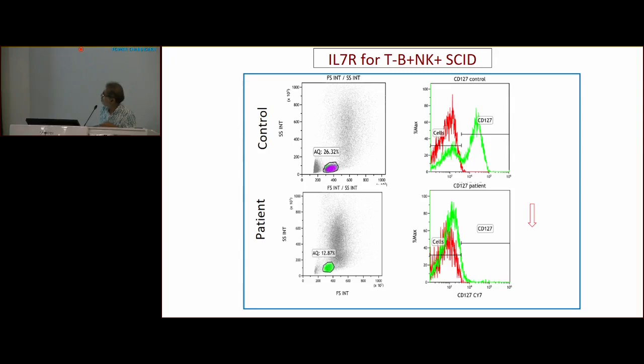So again, you look for CD127. What is CD127? It's the IL-7 receptor. As you can see, in the control there's a normal expression. In the patient, there's absent expression. So even without doing genetic testing, you could say that this child with severe combined immunodeficiency has a disorder because of a defect in the IL-7 receptor gene.